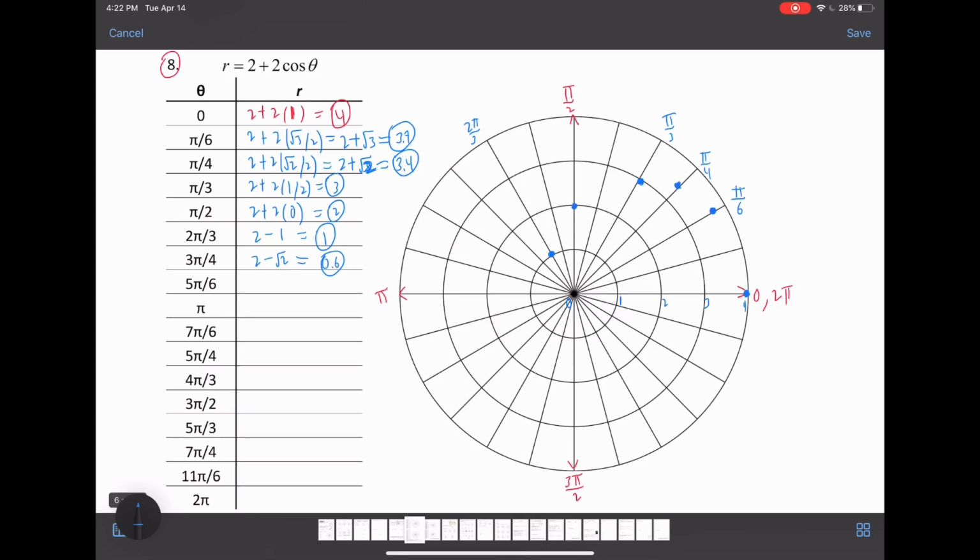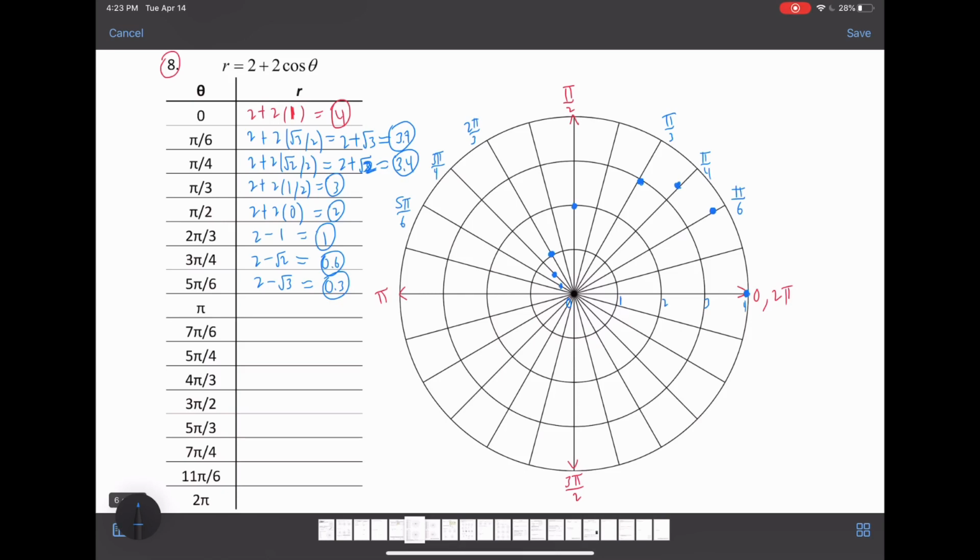So here we're curving in. We've got 3 pi over 4, which is the line here. You're at 0.6, so we're getting really close in towards that pole. How about 5 pi over 6? Your exact value would be 2 minus the square root of 3, and your rounded value would be about 0.3. We're getting even closer. So 5 pi over 6 is here at 0.3.